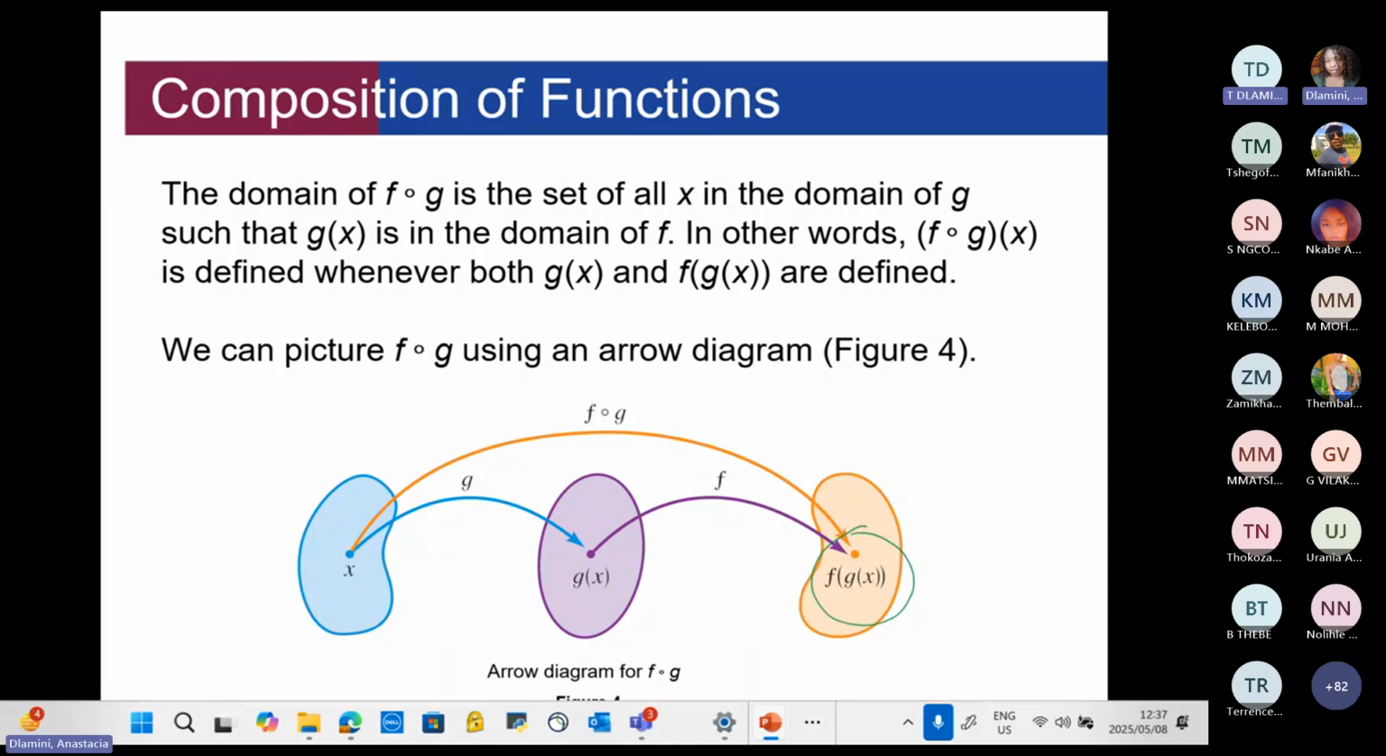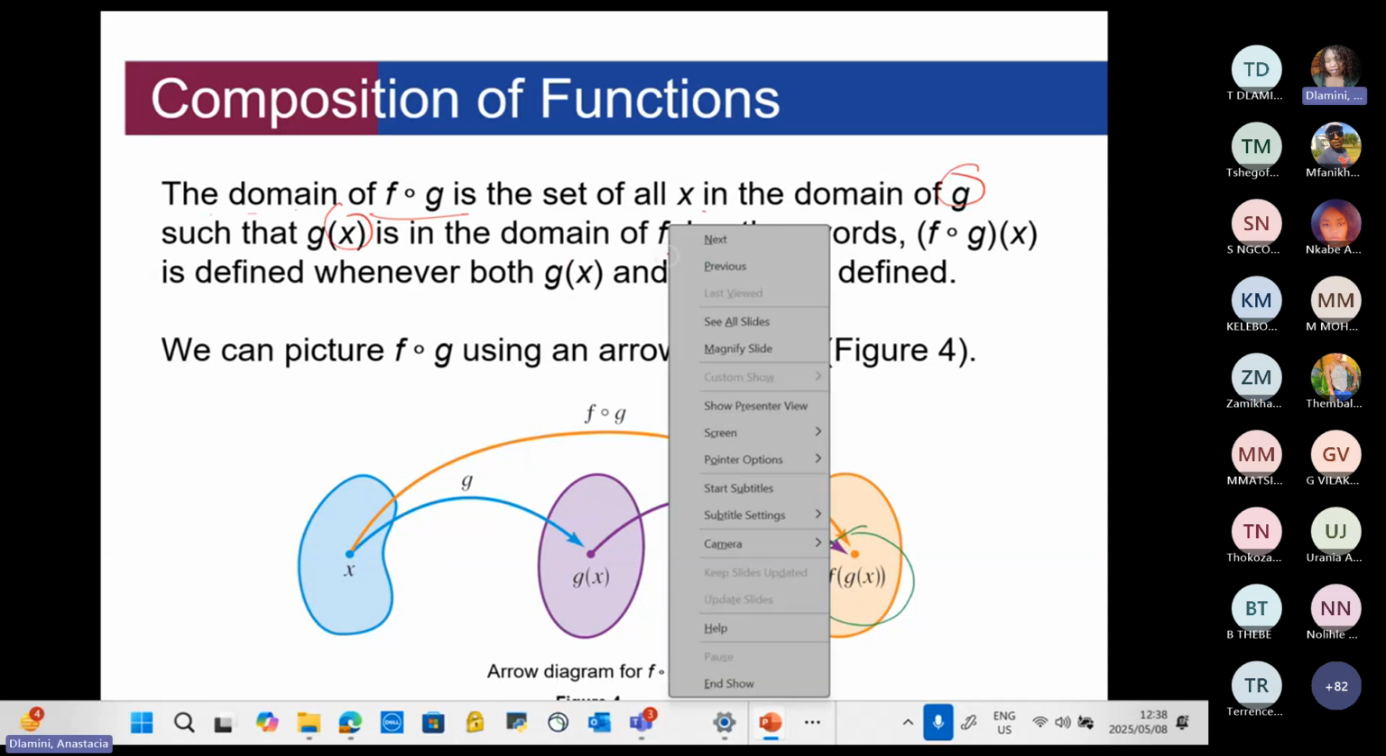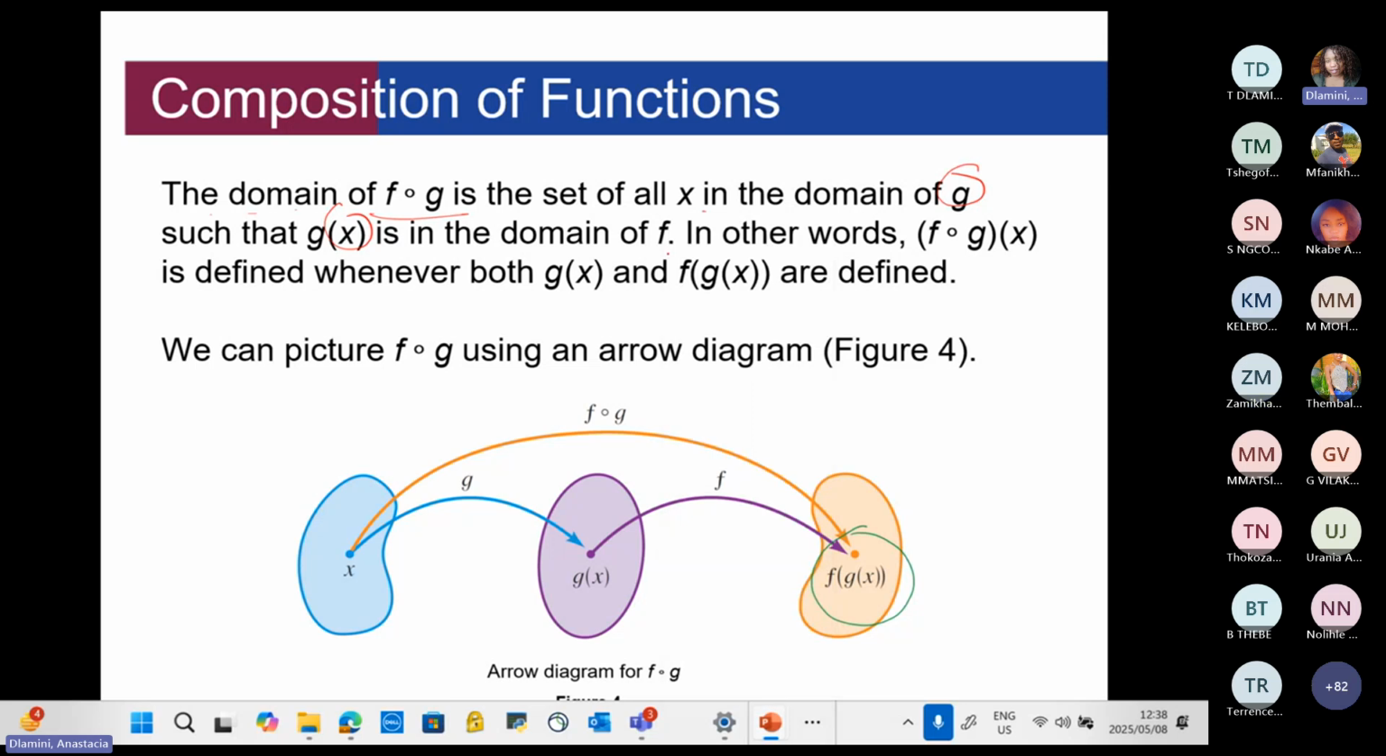Okay. I want you to hear this for the last time. The domain of this is the set of all the x values that are in the domain of g such that g of x is in the domain of f. In other words, this is the important statement: the composition is defined whenever both g of x and f of g of x are defined. They say the domain of this is only defined when g of x and f of x are defined.